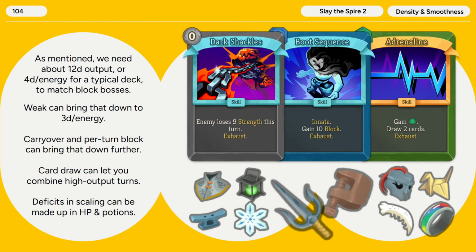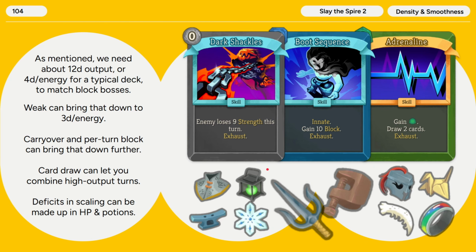Psy is a block card, I suppose the meme there from Riptide Labs, and card draw can let you combine those high output turns, and deficits in scaling can be made up in HP and potions. So if we do want to block a really big attack, card draw will help us draw those effects. Max HP will let us miss, and potions will let us miss as well. But all these relics, all these effects actually help us improve our capacity against the bosses in a way that just regular card compression can't.